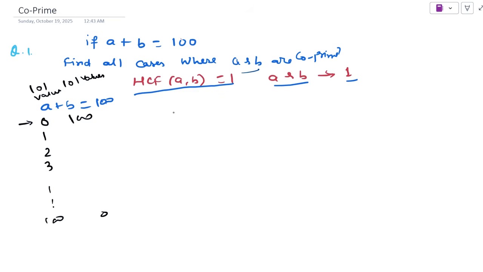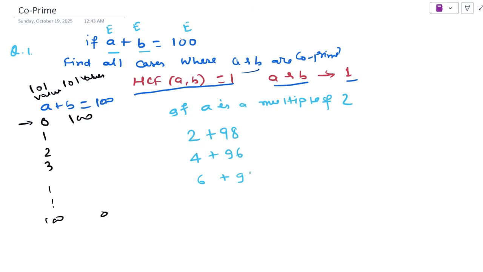And now I need to check what happens if a is a multiple of 2. So let's see what happens. Suppose a is 2, then b will be 98. Quite evident, because if a is even, then b will have to be even to make an even sum, because even plus even is only giving me an even number. Similarly, if I take a as 4, b will be 96. a as 6, b will be 94.